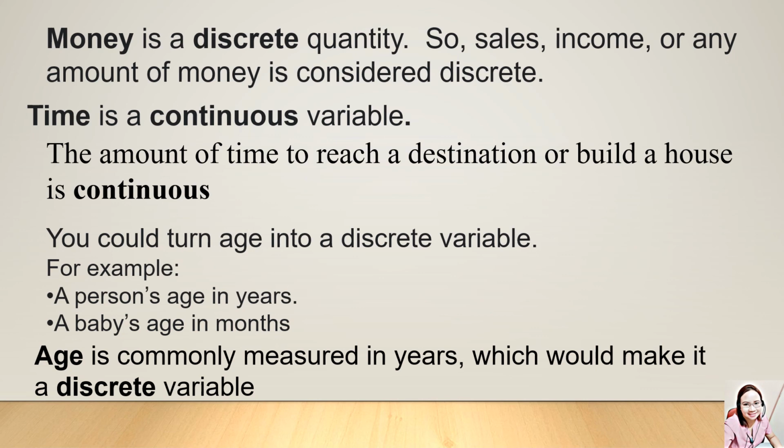So time is a continuous variable. So the amount of time to reach a destination or to build a house is continuous. But you can turn age into a discrete variable. For example, a person's age in years, a baby's age in month is considered discrete. Age is commonly measured in years, which would make it a discrete variable.